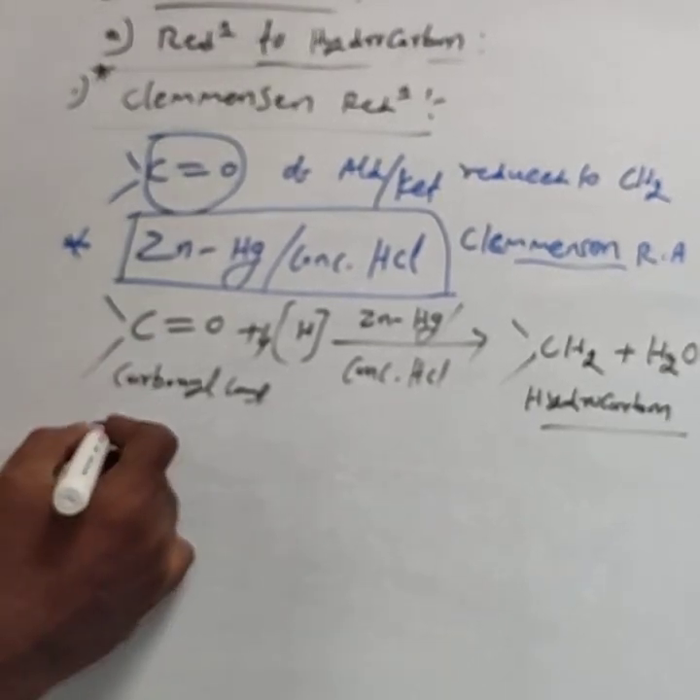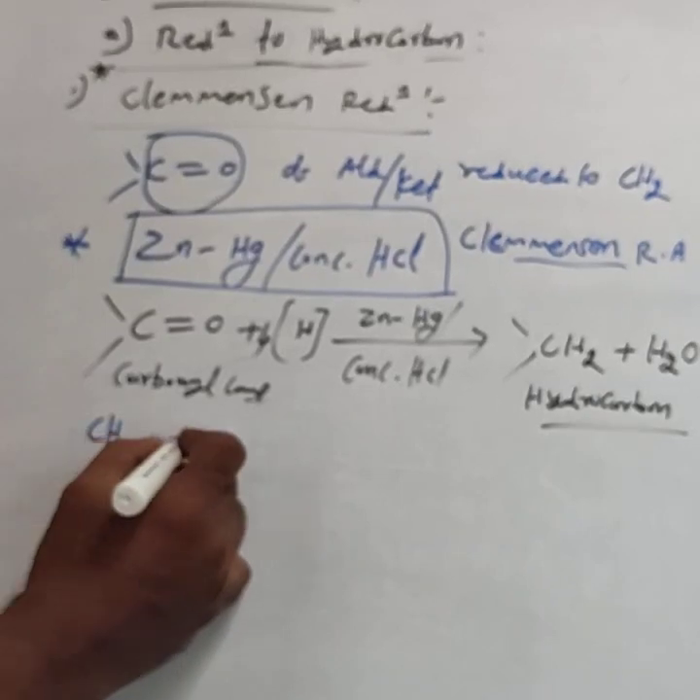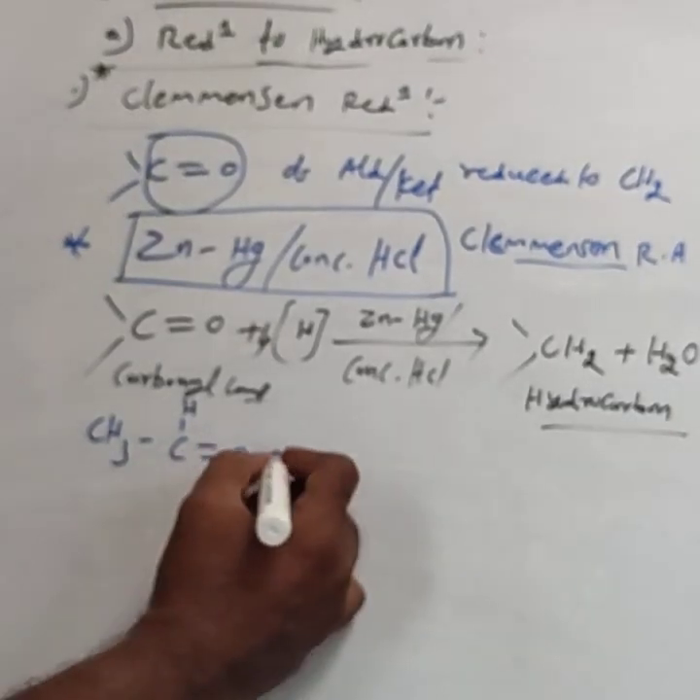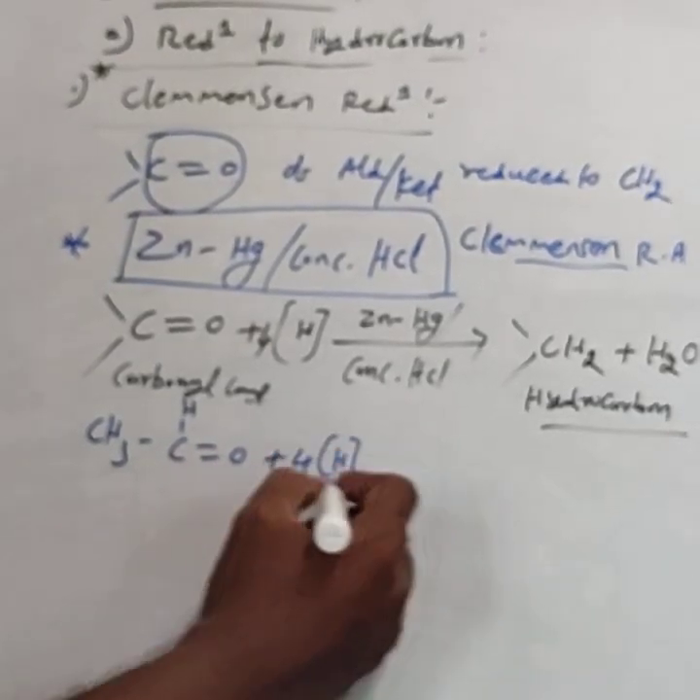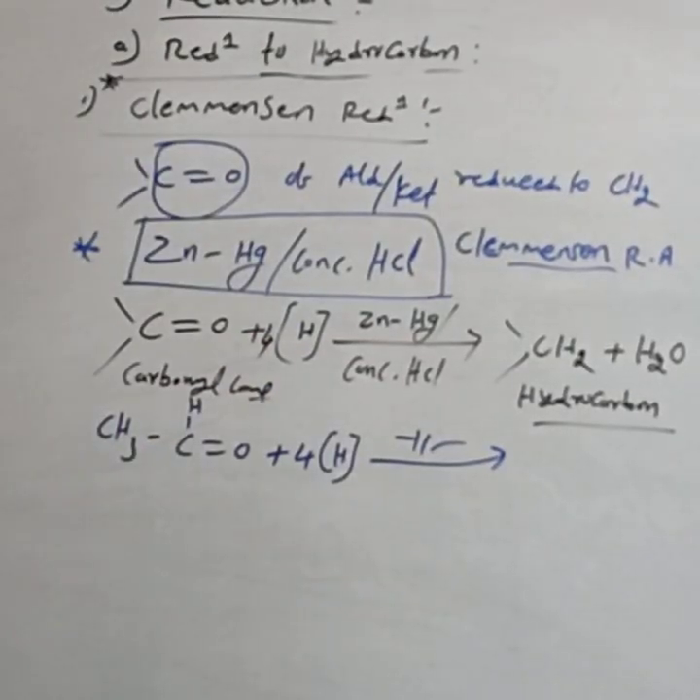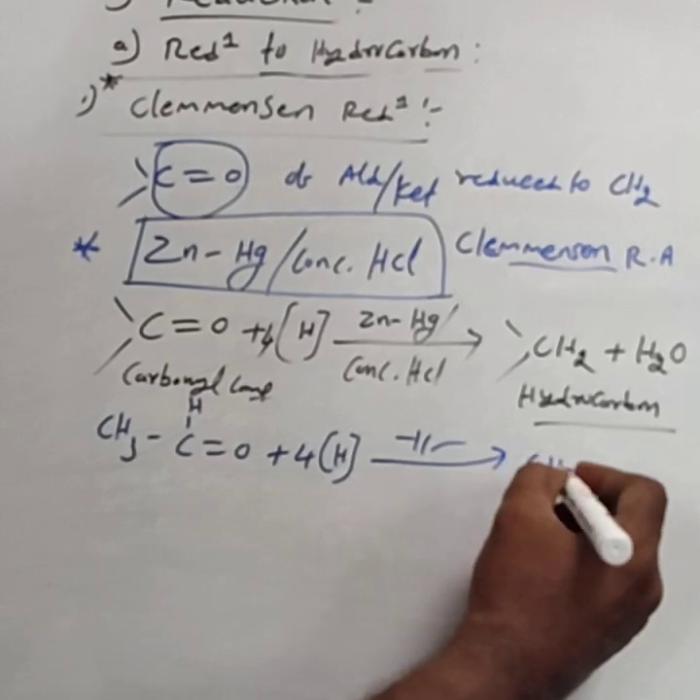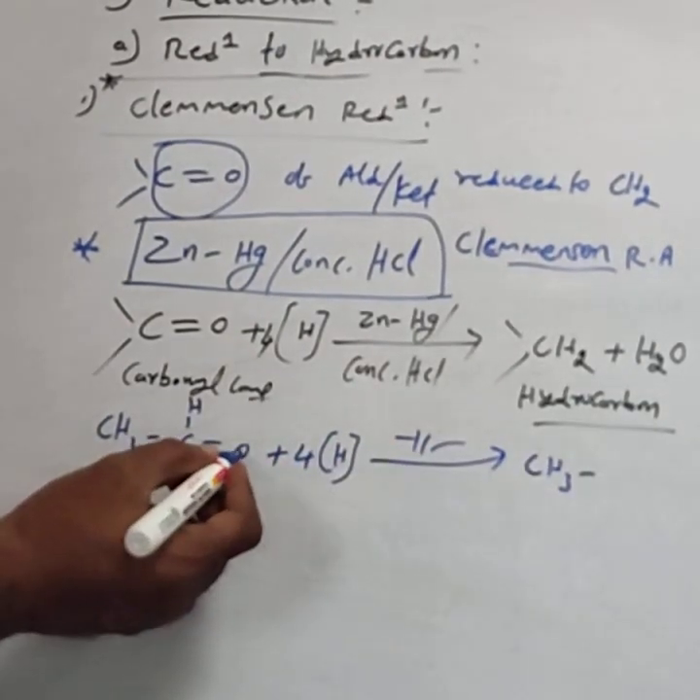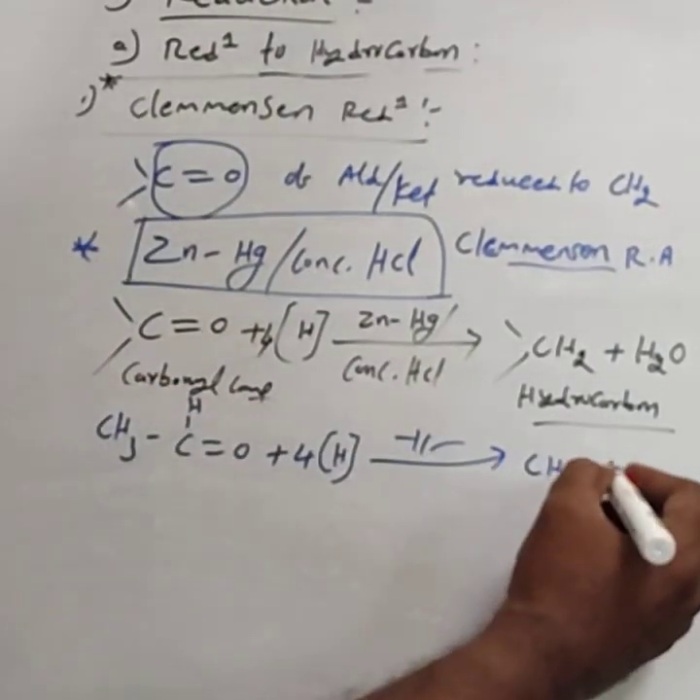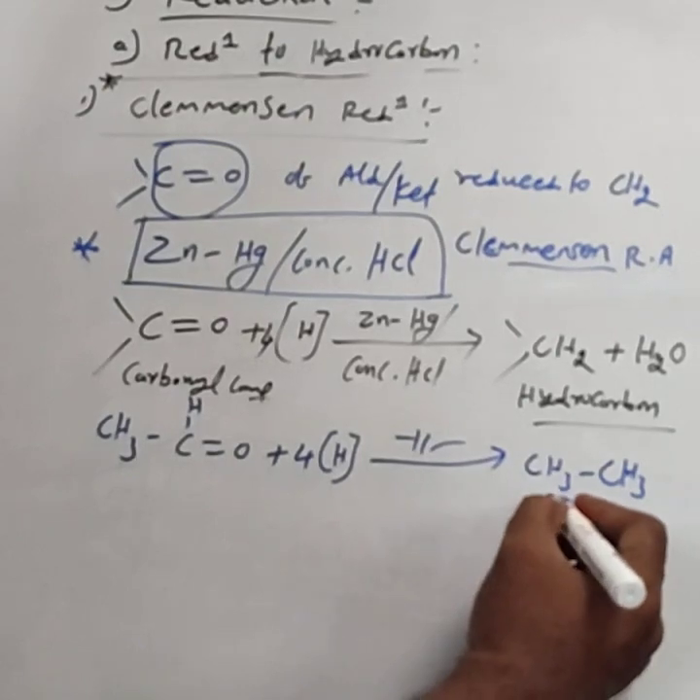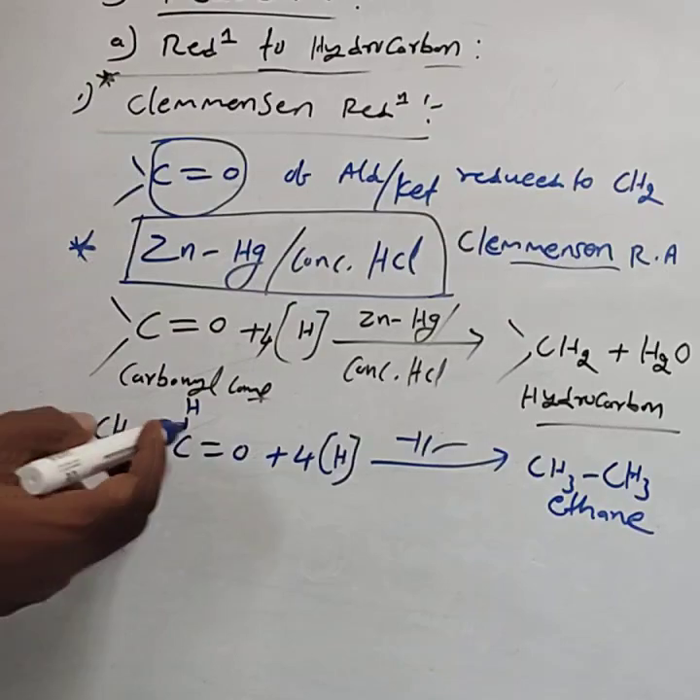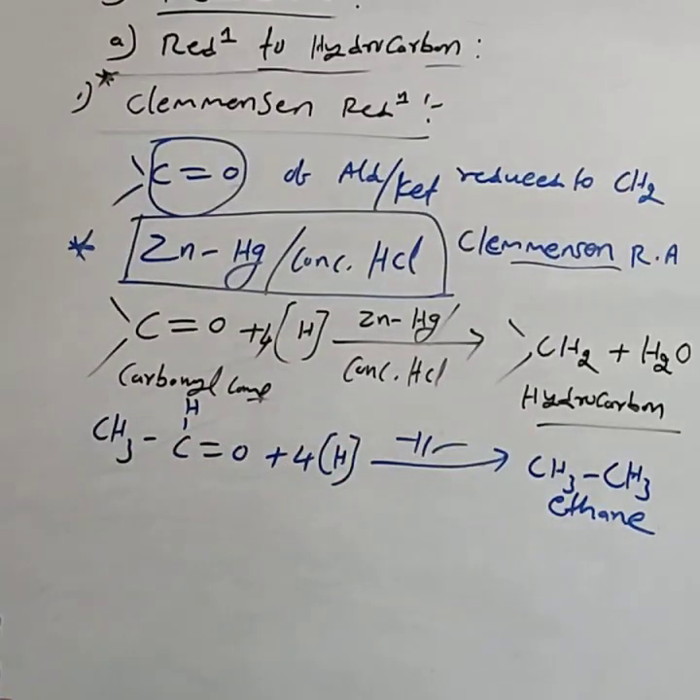For example, you take acetaldehyde, CH3CHO. Acetaldehyde on Clemmensen's reduction, zinc amalgam in concentrated HCl. The product formed is CH3. CO converted into CH2 means totally here 2 hydrogens, this becomes CH3CH3. This formula is ethane. That is, acetaldehyde on reduction, ethane is the product formed.